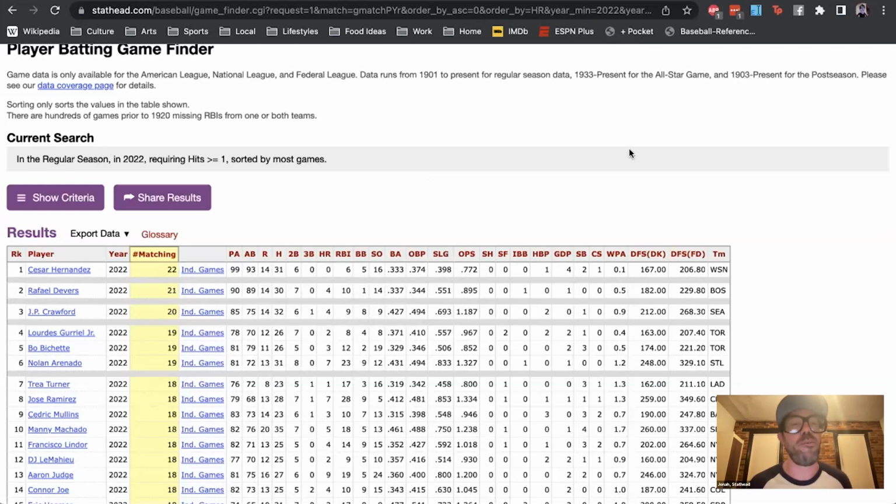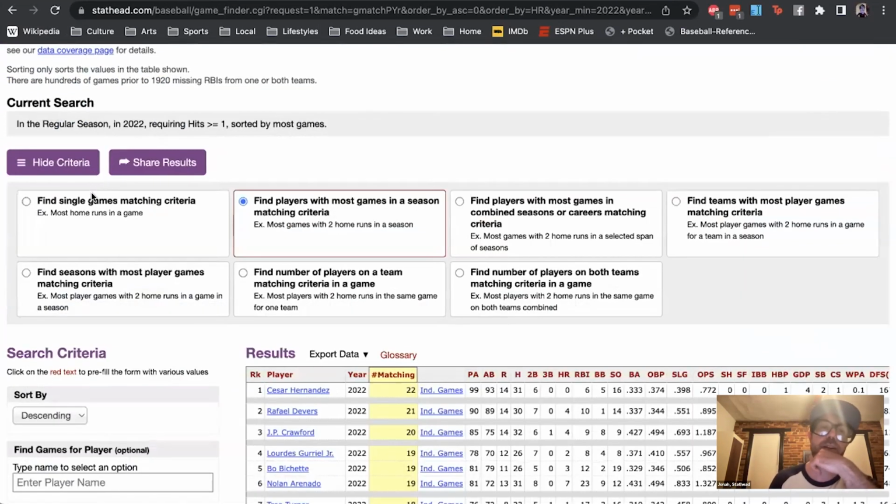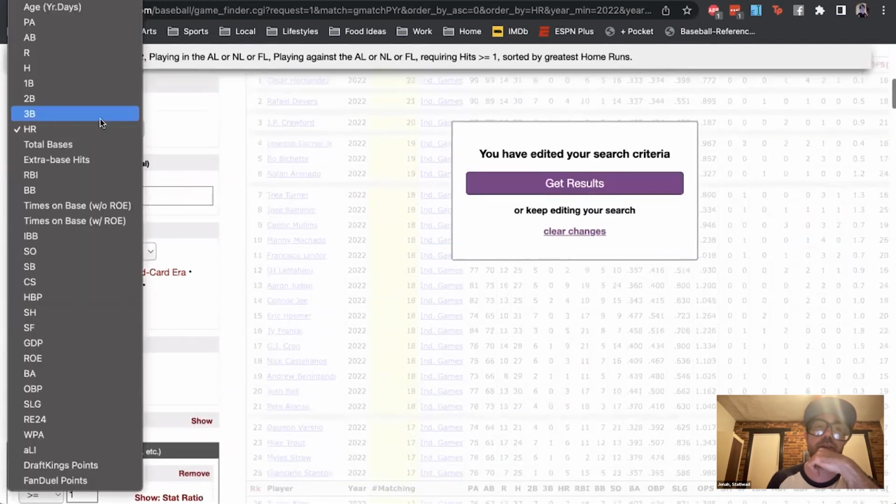But if you wanted to do that, the tricky thing about this is obviously that the batting and pitching stats live in separate finders. So there is no one search that's going to give you a combined total. So what you're going to want to do for this one is start here in the batting finder and look for pitchers who had a two-hit game at Fenway.